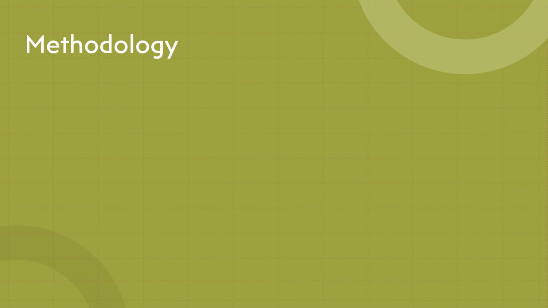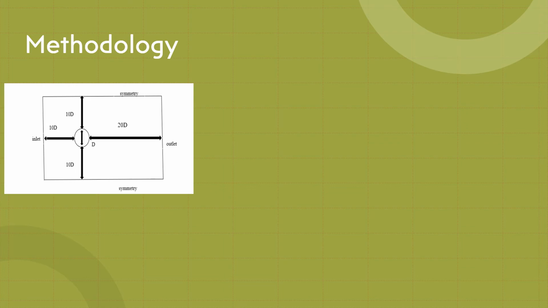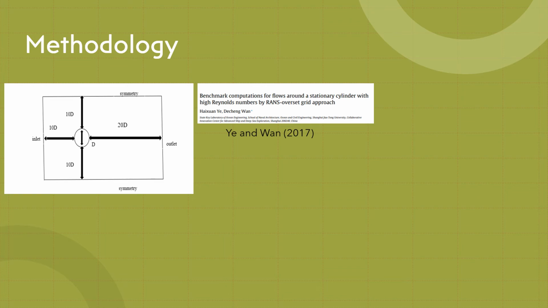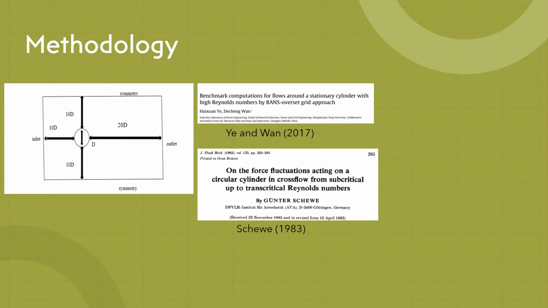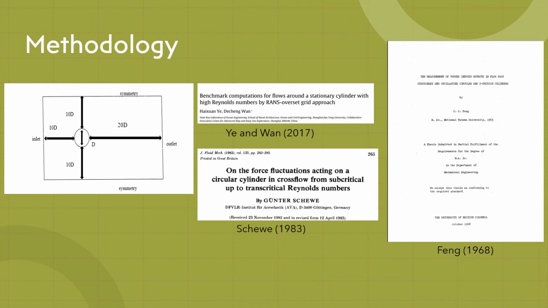So now let me talk about the methodology of this research. During the simulation, the cylinder will be positioned around 10 diameters from the inlet and from the wall or the symmetry. The cylinder will also be positioned 20 diameters from the outlet to reduce the boundary effect. For the fixed cylinder, we validate using the simulation data from Yin 2017 and the experimental result from Sui 1983. For the moving cylinder, it will be validated using the experimental result from Feng 1968.